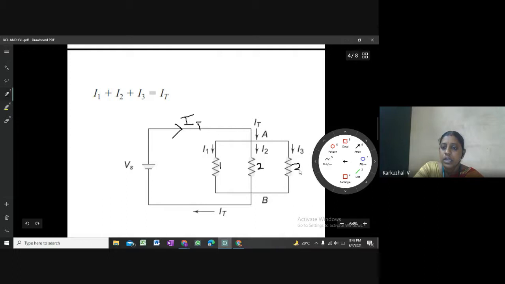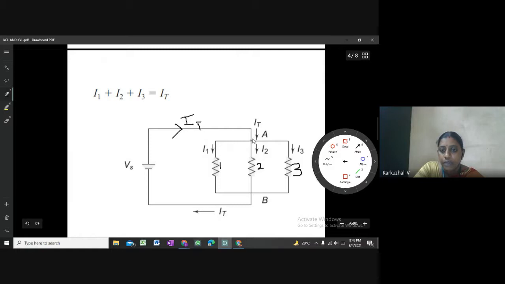The current entering through resistor 1 is called I1, the current through resistor 2 is I2, and the current through resistor 3 is called I3. Now this is the node. The current is entering here, and from this node there are three different branches where the current leaves, and there is a single branch entering. So totally there are four branches in a node. The currents leaving the branches are called I1, I2, and I3, and the current entering the node is called the total current IT.